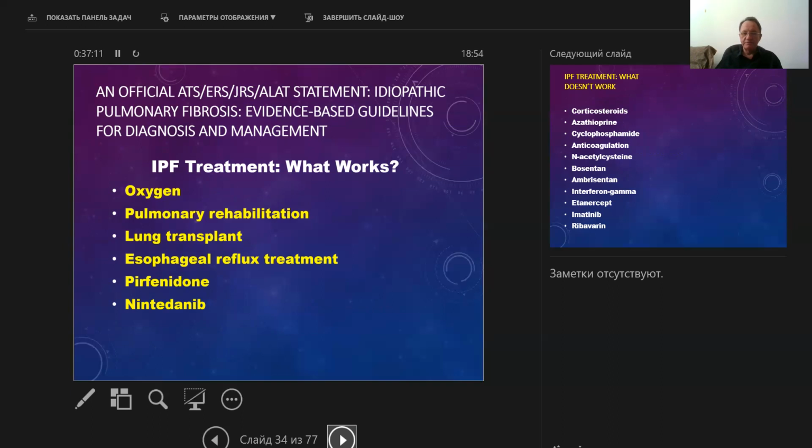I told you that gastroesophageal reflux is also a risk factor for progression of lung fibrosis. That's why treating this esophageal reflux using a proton pump inhibitor leads to improvement of the patient's condition. And there are two antifibrotic drugs that have a high level of evidence for treatment of patients with IPF. They are pirfenidone and nintedanib.